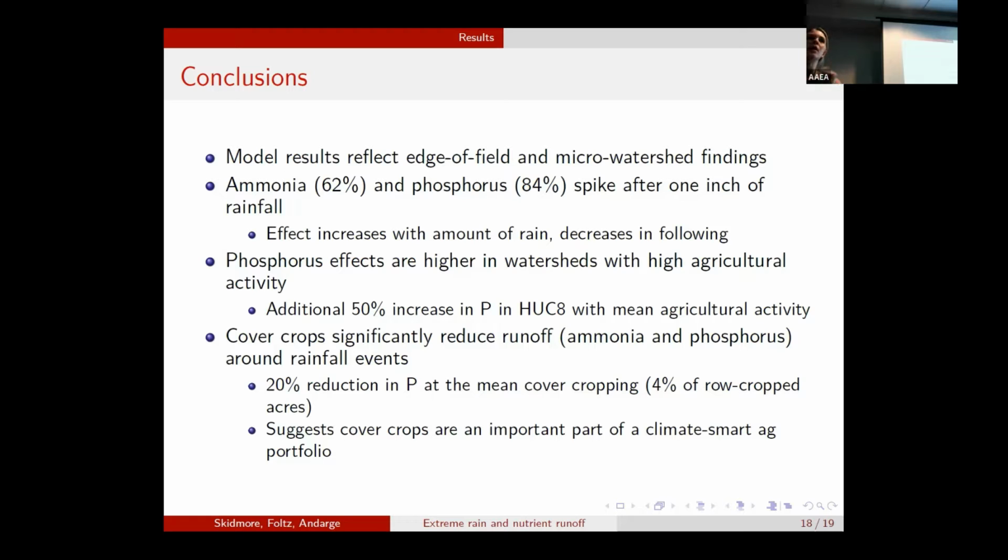So at the mean level of cover cropping, that's about a 20% reduction in the spike, which suggests, I think, that cover crops are a really important part of a climate smart ag portfolio.